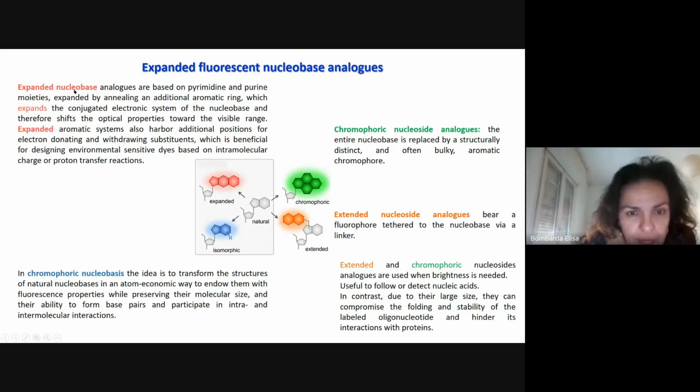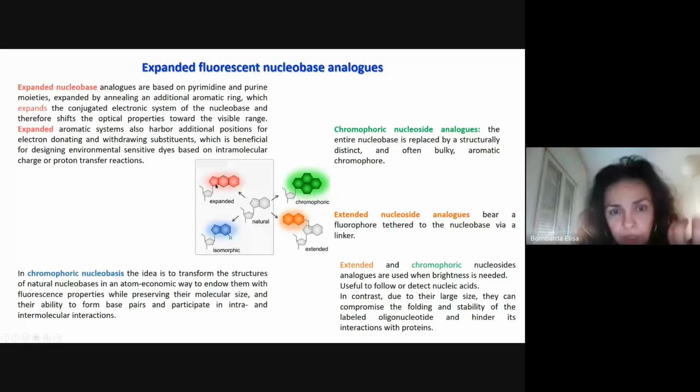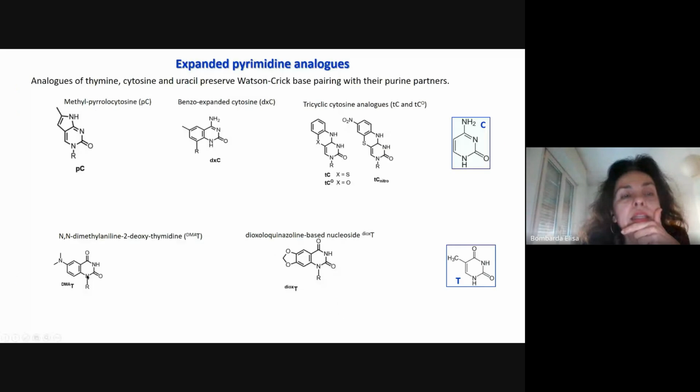Then there are, for example, expanded nucleobases. Here it is just an additional ring, for example, so a larger conjugated system is created. Then we can produce fluorescence, but with a limited dimension.